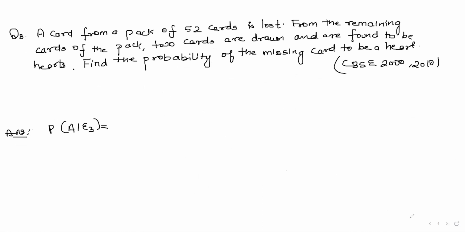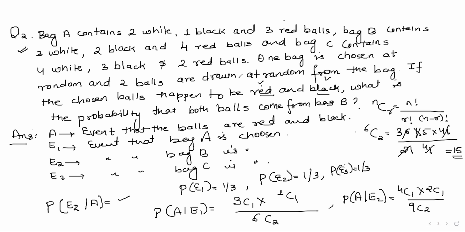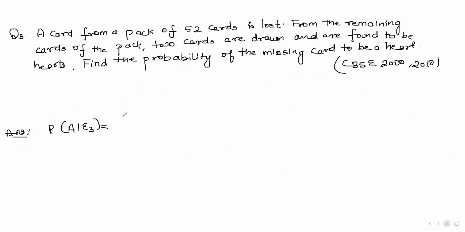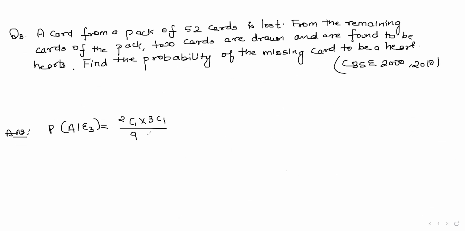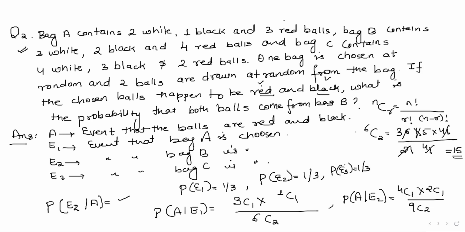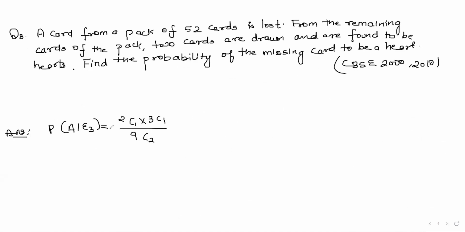So this is equal to what? Urn C contains 4 white, 3 black, 2 red. So 2C1 into 3C1 by 9C2. Okay, then I need to solve this. I will solve this one first. So 2C1 means 2, 3C1 means 3, 9C2 means 9 factorial by 2 into 7 factorial. So 9 into 8 into 7 factorial, the 7 factorial will get cancelled out, giving 36. So this is 2 into 3 by 36, which gives 1 by 6.